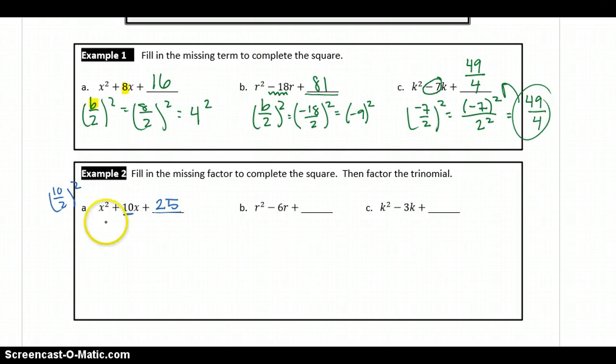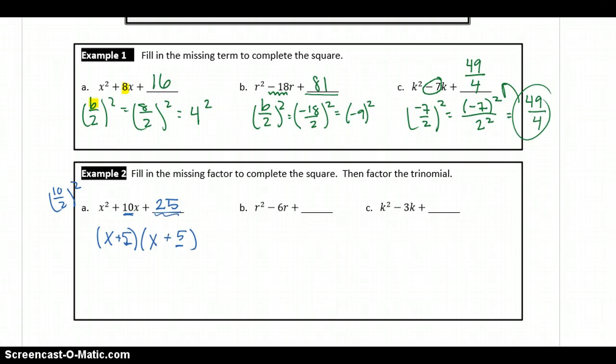Now, I want to factor this into my two binomials. So, the first term in each has to be x. When I multiply, I get x squared. The second term in each has to multiply to give me 25 and add up to 10. The only things I know that multiply to 25 other than 1 and 25 are 5 and 5. So, I'm going to take x plus 5 and x plus 5.